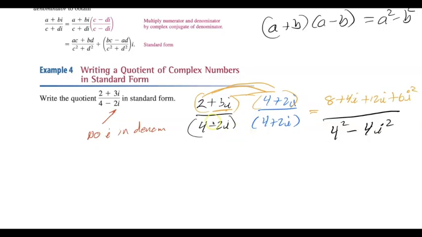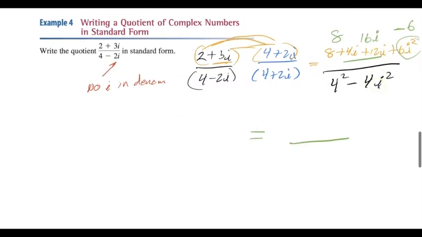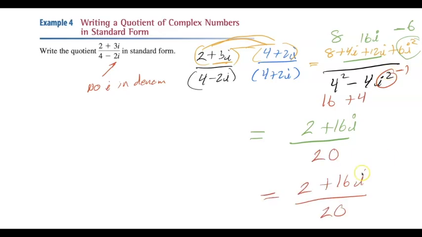Complex conjugates, a squared minus b squared. So we're going to square this and square this. Let's do the top first. This gets me 16i. That gets me 6i squared, and i squared is negative 1, so negative 6. Add like terms, and we get 2 plus 16i on top, right? 8 minus 6 is 2. On the bottom, this is 16. i squared is negative 1, so this is going to be, again, 4 times negative 1. You're multiplying, so positive 4. So I get a 20 on the bottom. And then you can factor this.